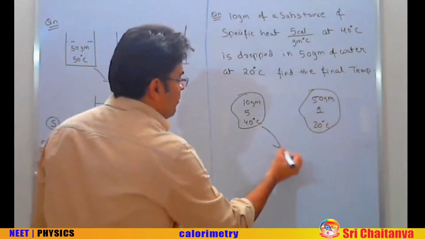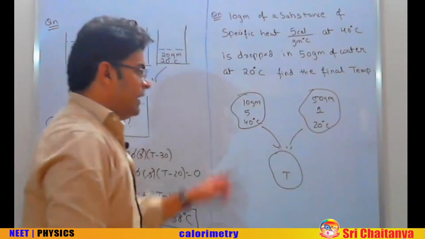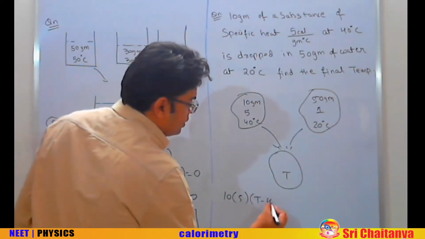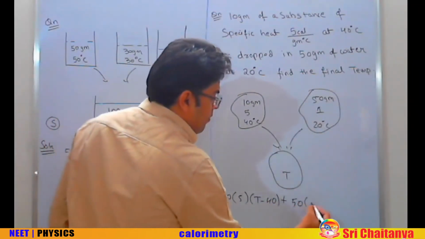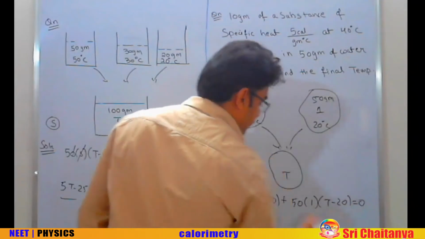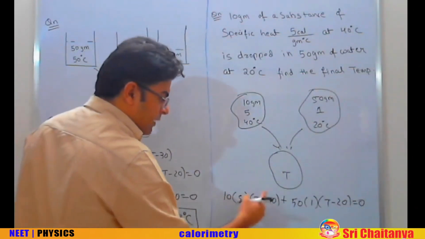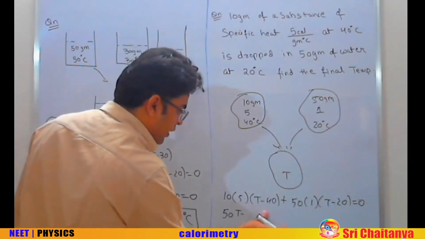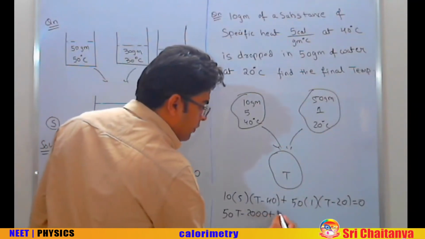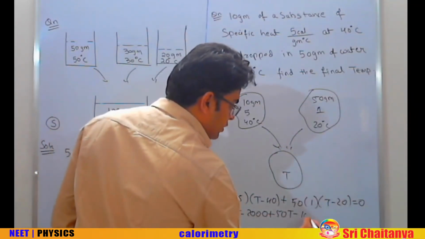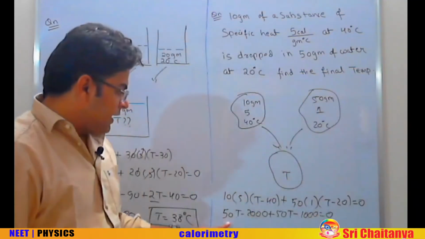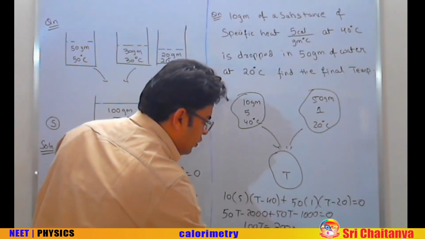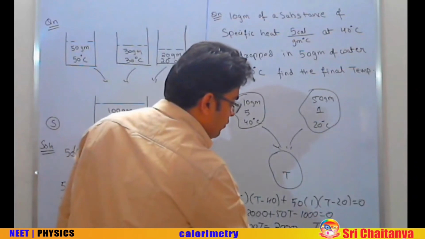Let's say when they are mixed, the final temperature of the system is T. Simply write heat given to 1 plus heat given to 2 equals 0. Heat given to 1, m s delta T, T minus 40, plus heat given to 2, m s delta T, should be equal to 0. Now this becomes 50T minus 2000, plus 50T minus 1000 equals 0. So here you get 100T equals 2000 plus 1000, that is 3000. So the final temperature comes out to be 30 degrees centigrade.